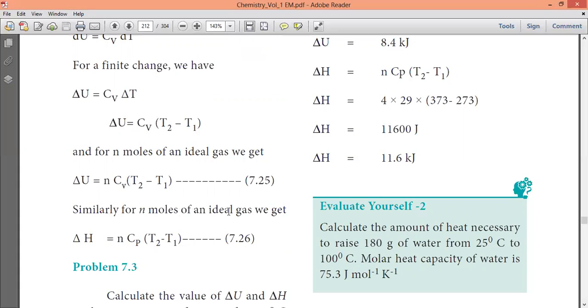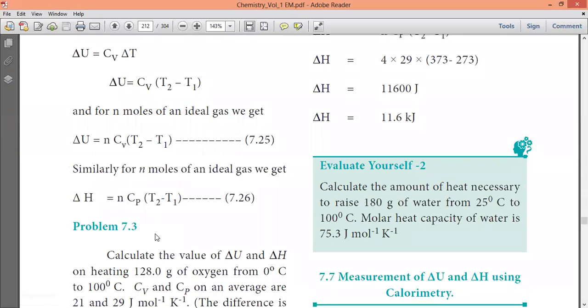Similarly, for n moles of an ideal gas, we get delta H equal to n Cp (T2 minus T1). That is for delta U, and for delta H it is the corresponding expression with Cp.